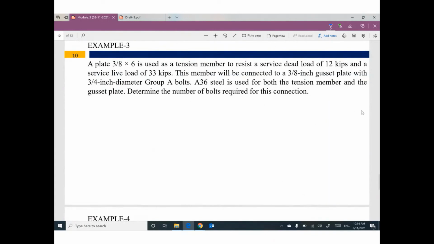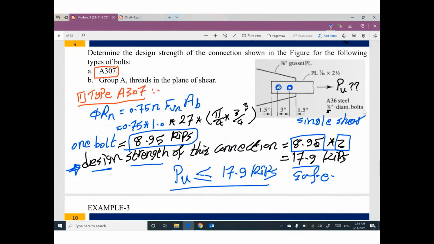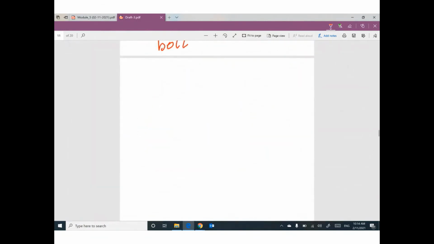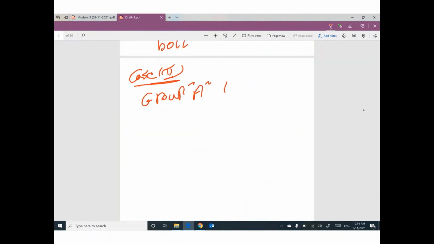Okay, let's do another example. Actually, I didn't finish this one. We have another situation. If you are using the second case, group A bolts with threads in the plane of shear.